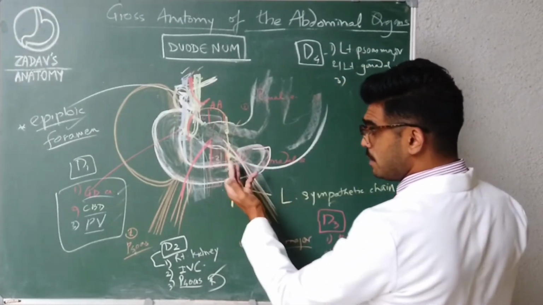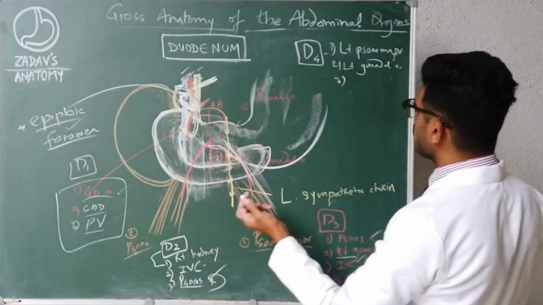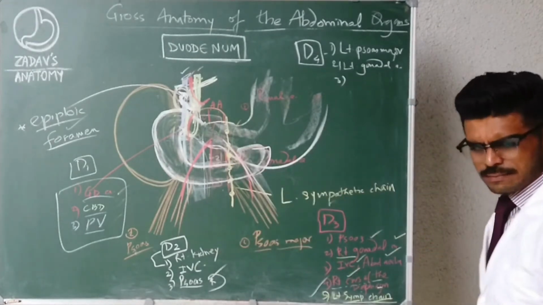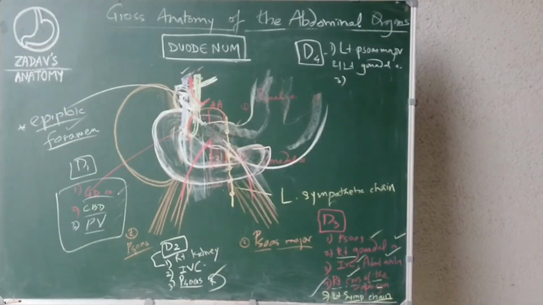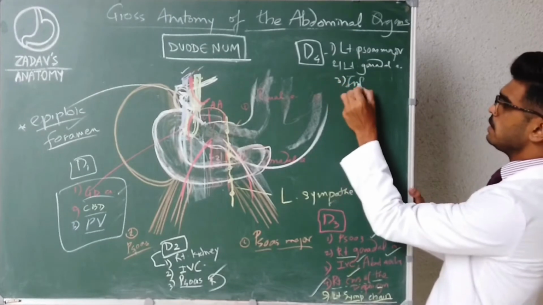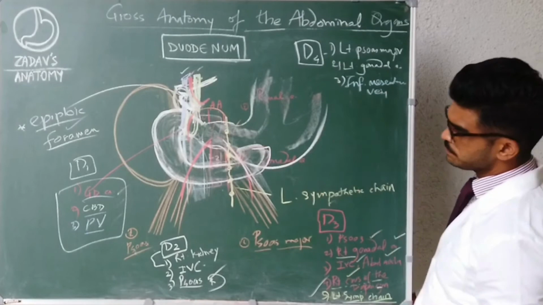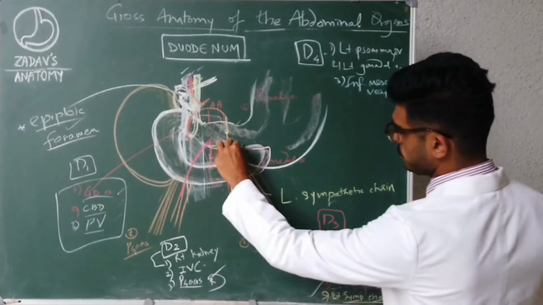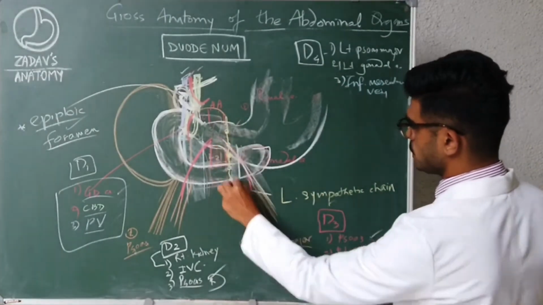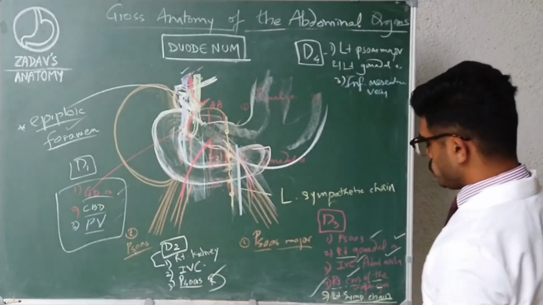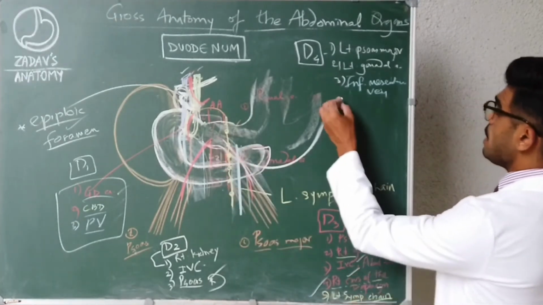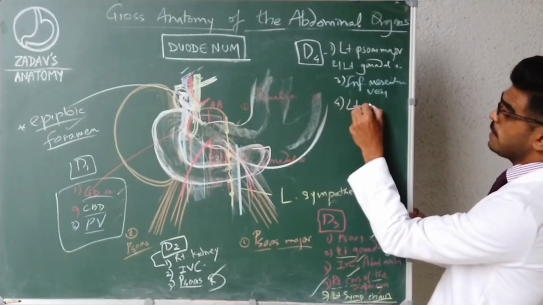Now remember, there is also another vessel, and I don't want to talk about it right now because it's too early in the game to speak about it, but that is the inferior mesenteric vein. Okay, inferior mesenteric vein. Right? It's going to be somewhere over here. You can also say the left crus of the diaphragm.